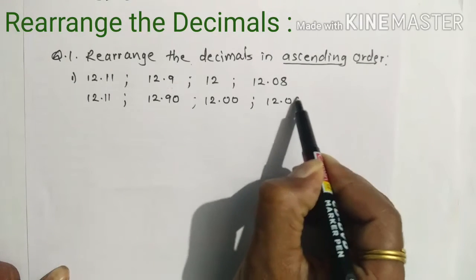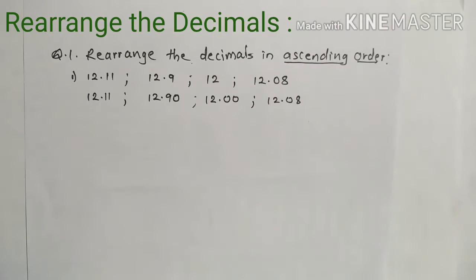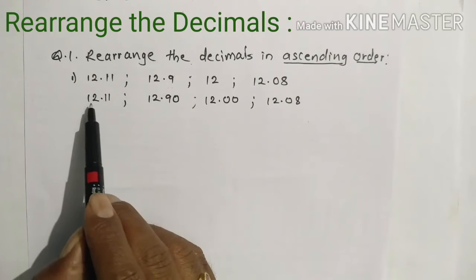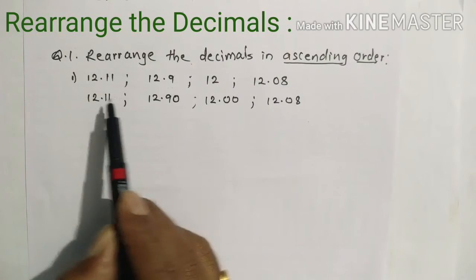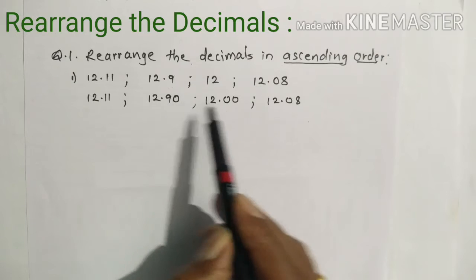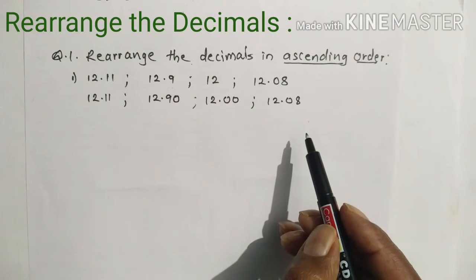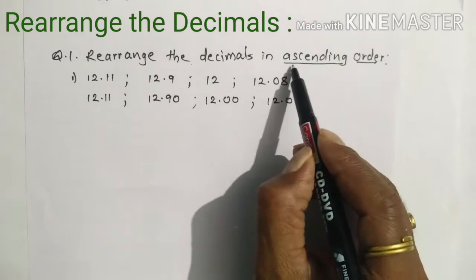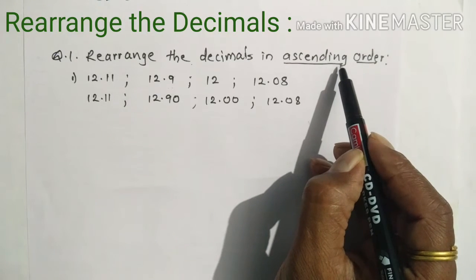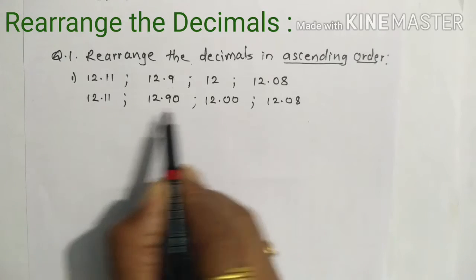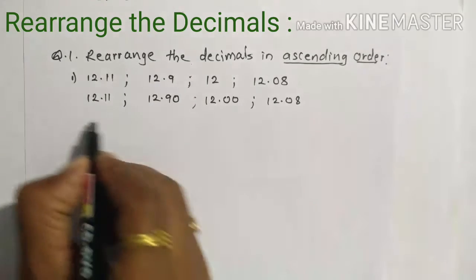And here 12.08. Now just consider these as whole numbers. So we will consider 1211, 1290, 1200, 1208. In ascending order we have to arrange the numbers from smallest to greatest. So which one is the smallest here? 1200, which means 12.